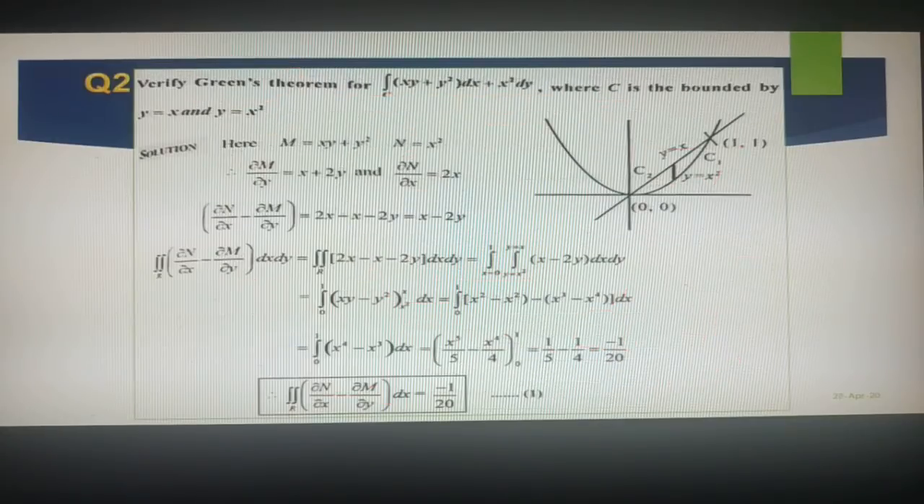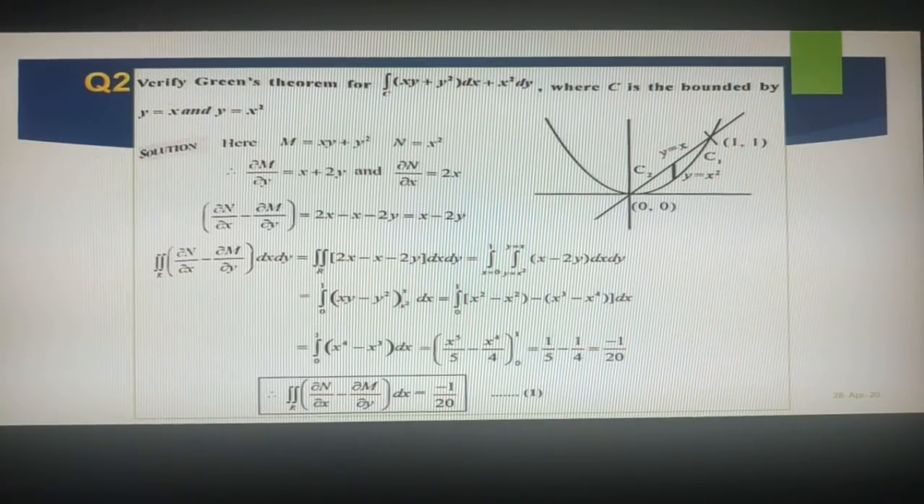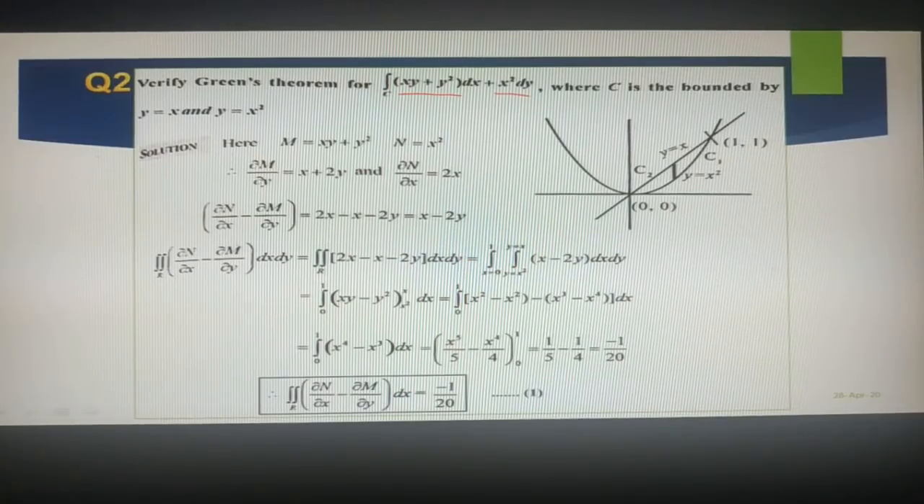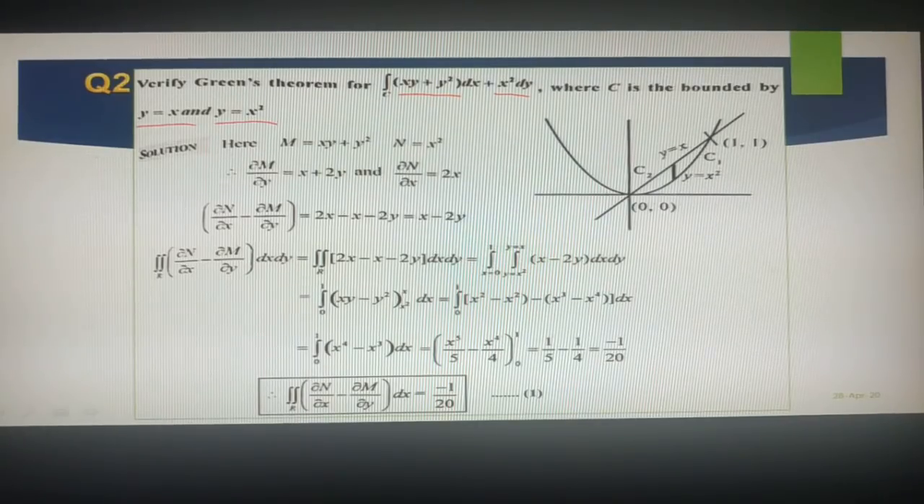Let's start the next problem. This is again in the form of M dx plus N dy. We have to apply Green's theorem for this. We are given the curves y is equal to x and y is equal to x square. Y is equal to x is the straight line passing through the origin. Y is equal to x square is a parabola on the y axis. So you can see in the graph.